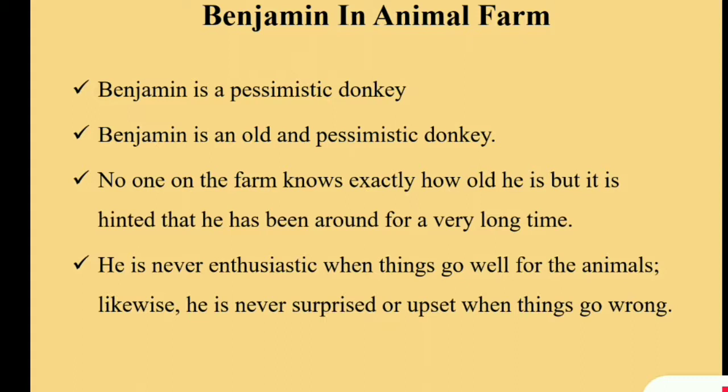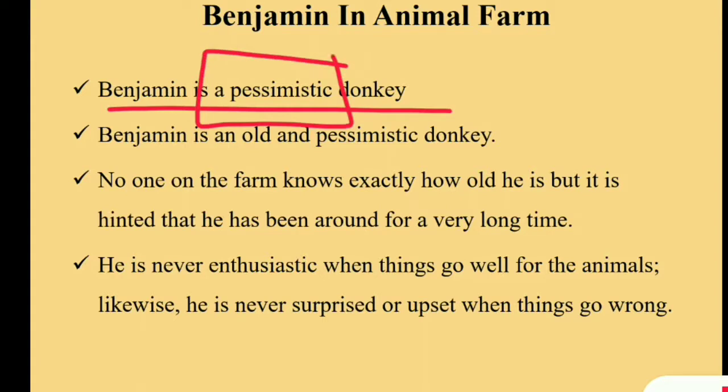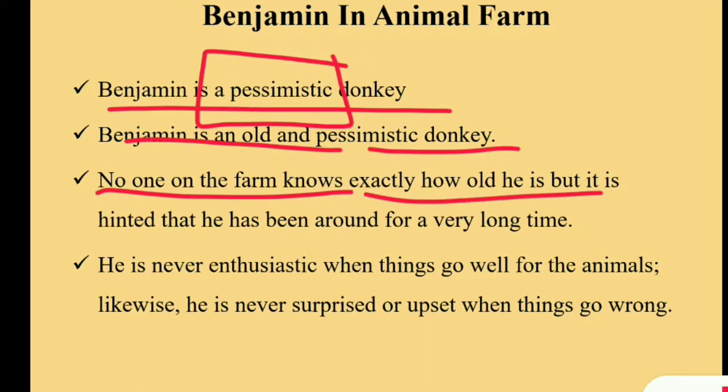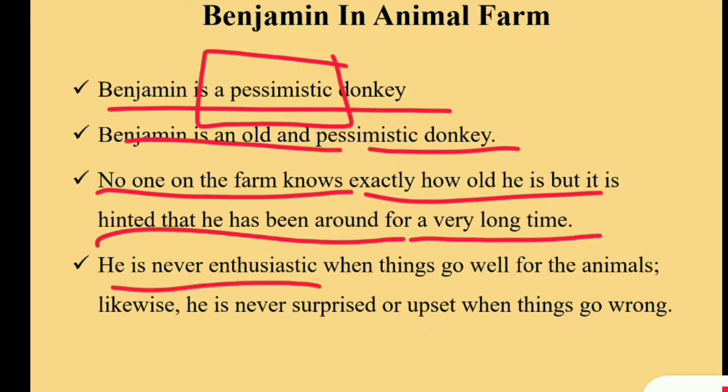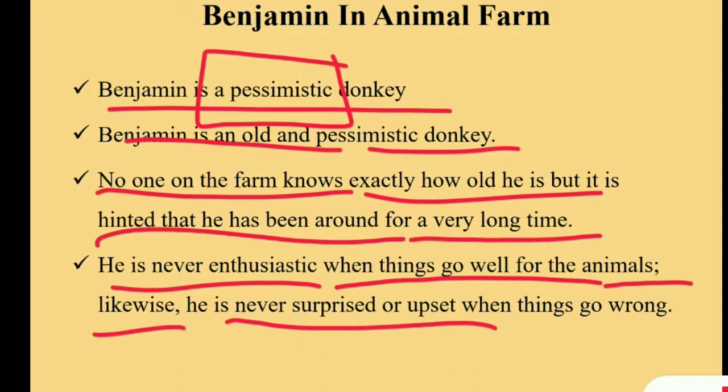Next character is Benjamin. Benjamin is a pessimistic donkey. He is a negative-minded donkey. Benjamin is an old and pessimistic donkey. No one on the farm knows exactly how old he is, but it is hinted that he has been around for a very long time. He is never enthusiastic when things go well for the animals. Likewise, he is never surprised or upset when things go wrong.